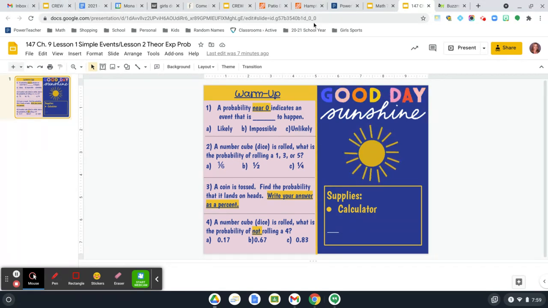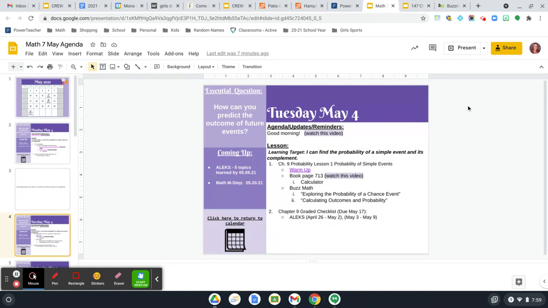Okay, so I'm going to head back to the agenda here, and let's talk about the rest of what's going on today. Our learning target is still, I can find the probability of a simple event and its complement. Yesterday in lesson 1, we talked about different examples of simple events and the probability of those. And today, for your second day on lesson 1, we're going to talk about complements, the second half of your learning target.